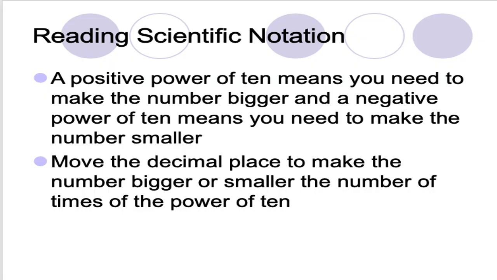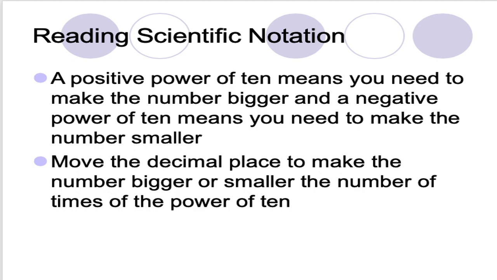How to read scientific notation. How do we know how to take a number out of scientific notation? Basically, if you see a positive power, just like we said before, it's going to be a number that's bigger than 1, which means you're always going to move your decimal to the right.